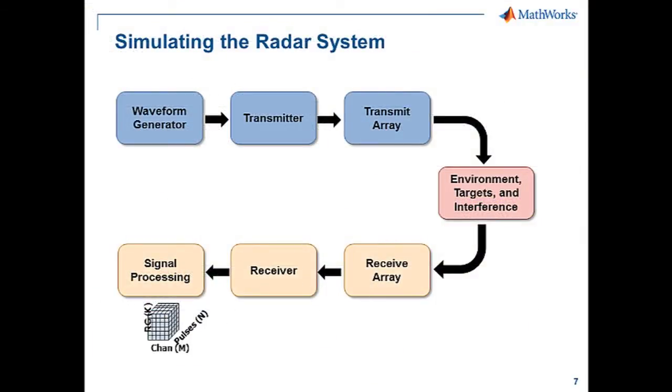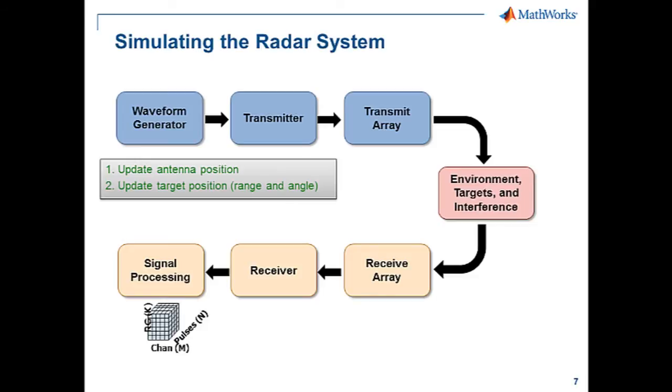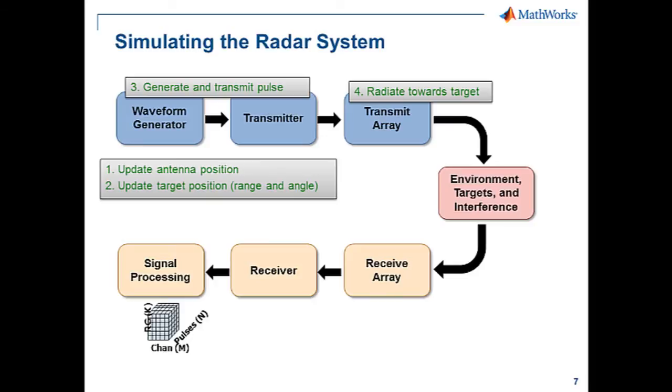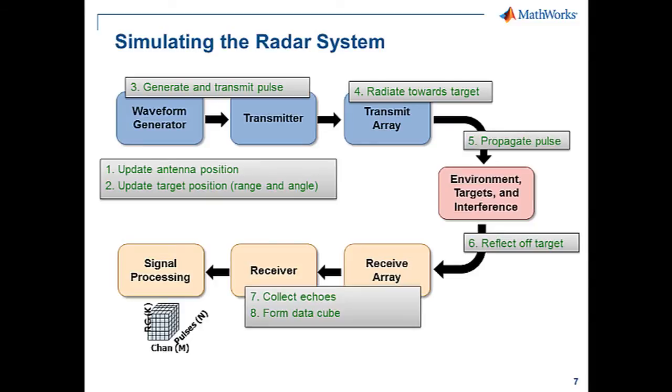As you've just seen, creating each of these components is fairly simple. The simulation is usually done in a loop of pulse intervals. In the loop, for each pulse, we first update the antenna position and target position, generate and transmit the pulse, radiate the pulse towards the target, the pulse propagates through the medium and reflects off the target, and finally, we collect the echoes and formulate the data cube.